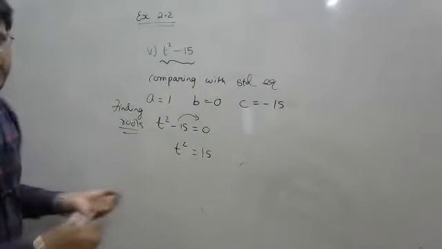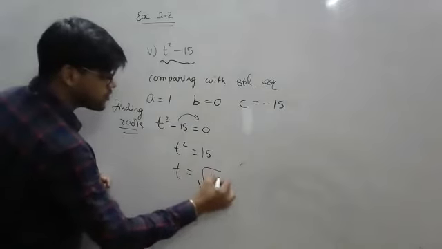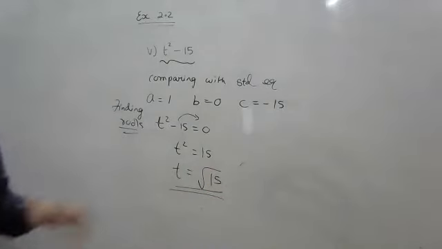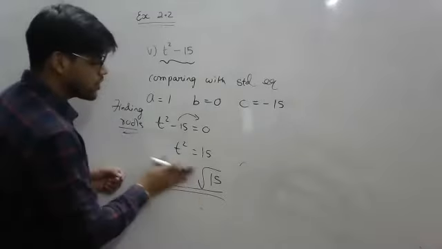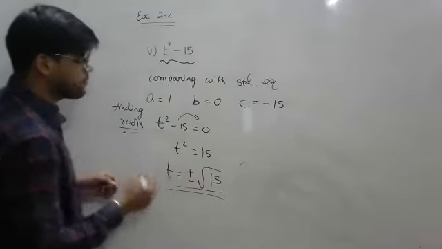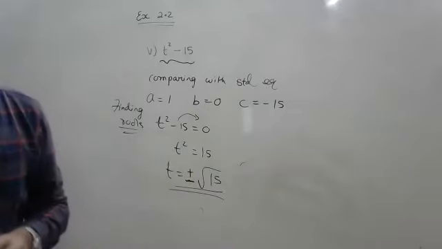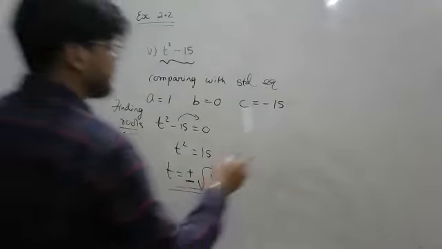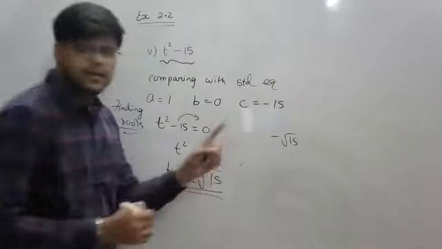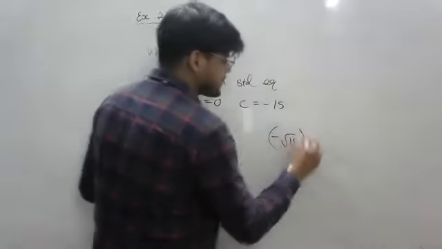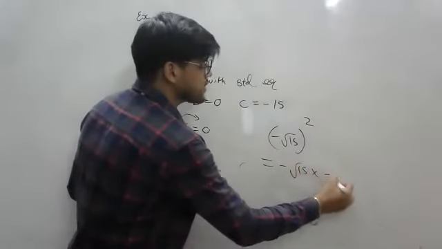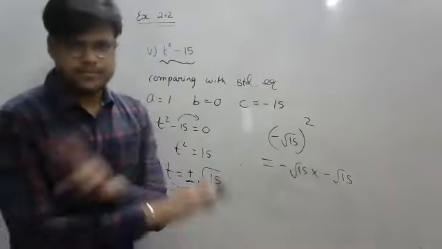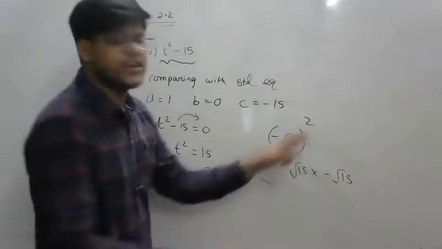t square equals 15. Now, when I find the square root, we generally forget to take the negative. But from now onwards, please understand, whenever you are finding a square root, it may be positive or negative both. Because under root minus under root 15, अगर आप इसका square करते हो, what does this mean? Minus root 15 into minus root 15, minus into minus, plus root 15.